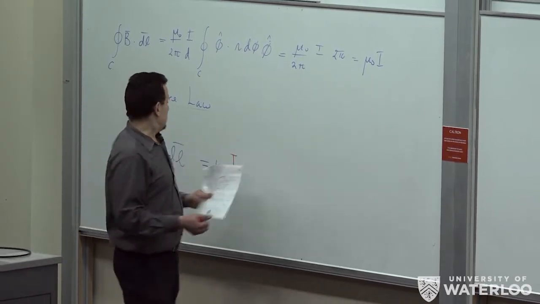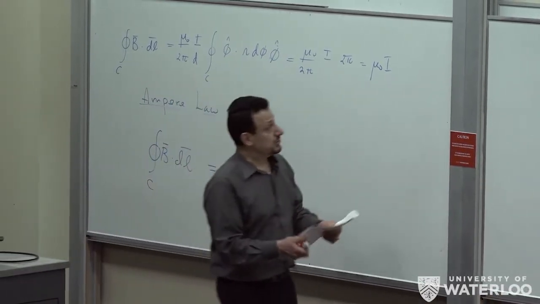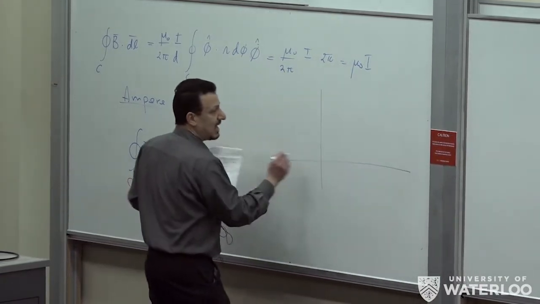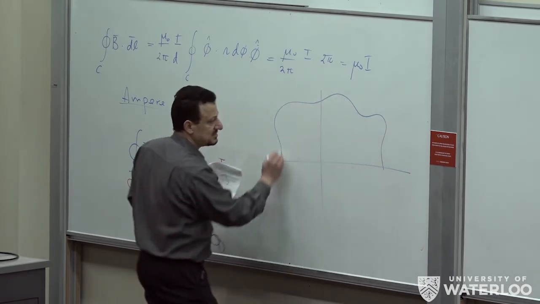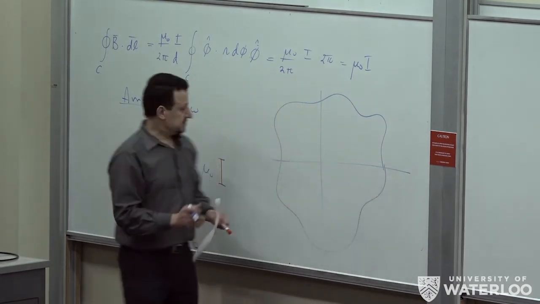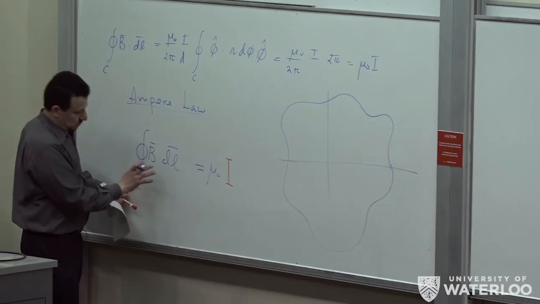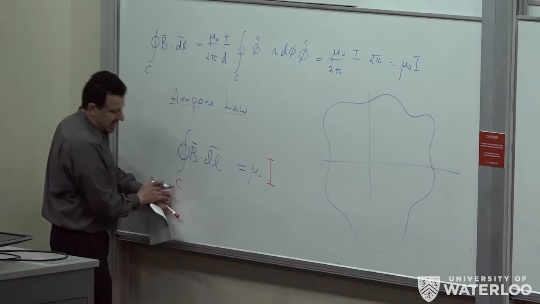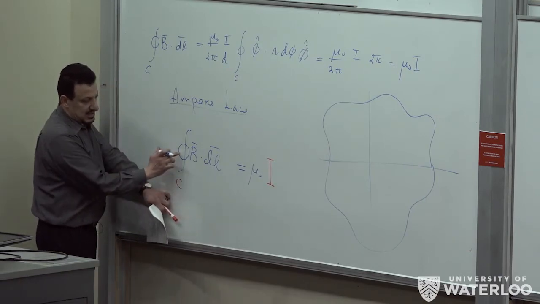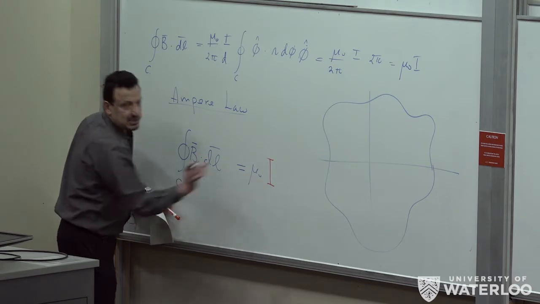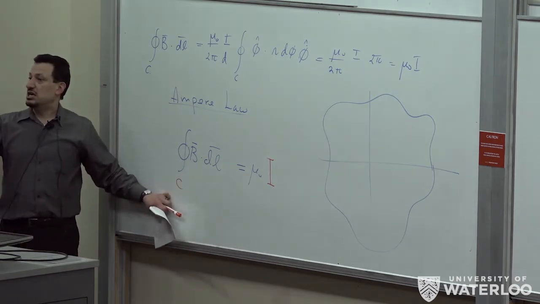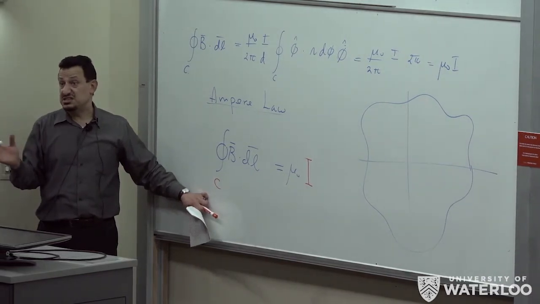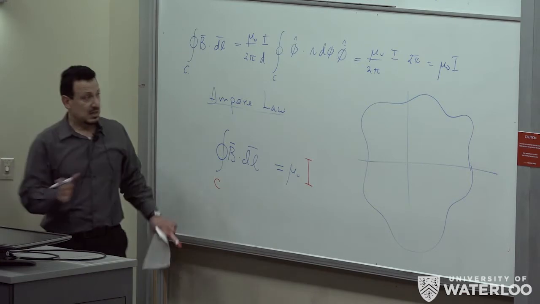Now, next I want to show you how a contour like this gives me the same result. What this says is that if I integrate B along a contour that is closed, I'm going to get the I that is inside of it. So if I have no current inside the contour, you're going to get 0. As simple as that.